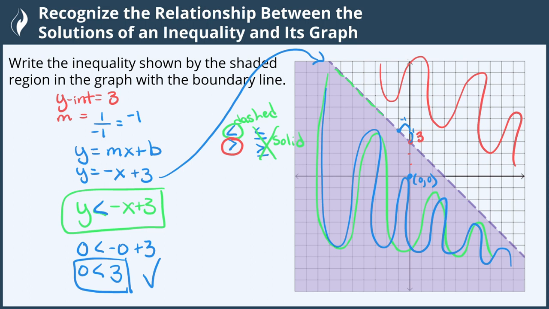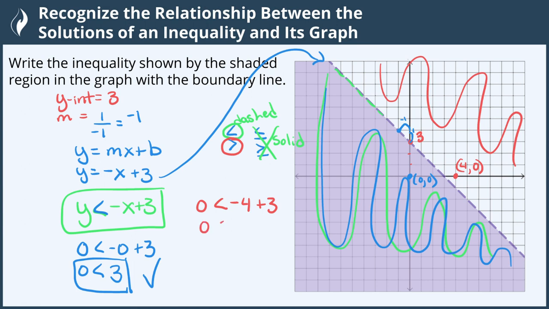We can also do another test point just to verify. So let's pick one outside of the shaded region. How about right here? This is the point (4, 0). It is outside of the shaded region, which means we do not want it to make the inequality true. And let's verify that. 0 being plugged in for y is less than negative times 4 plus 3.